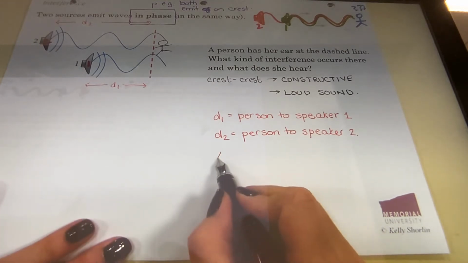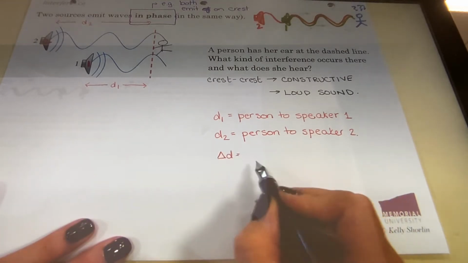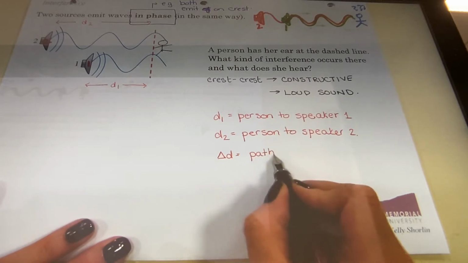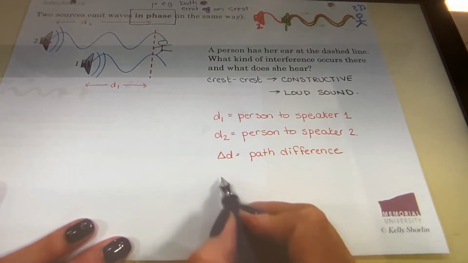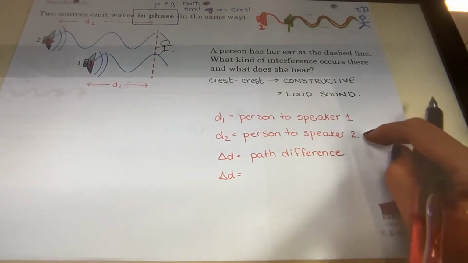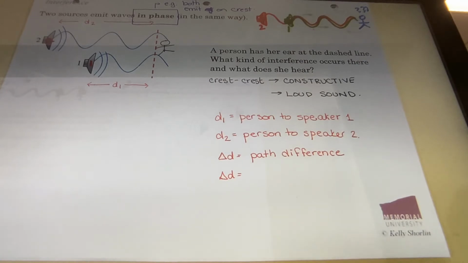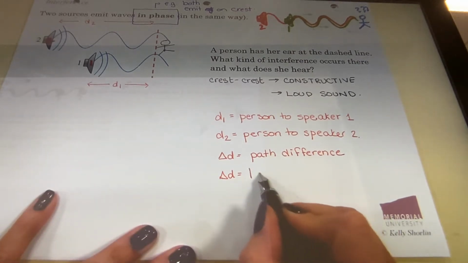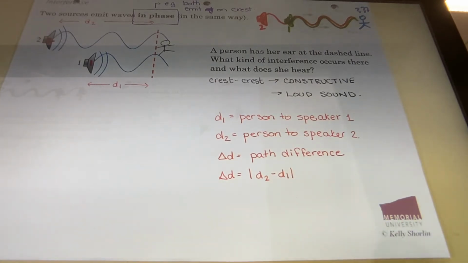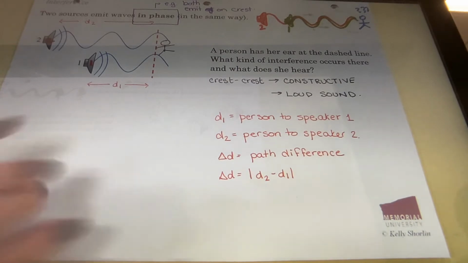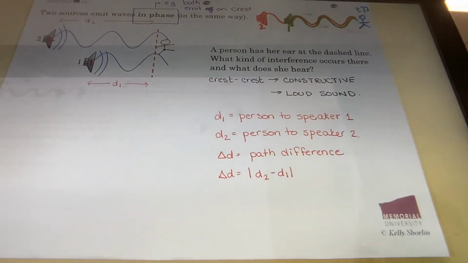Then delta D is what we call path difference. Delta D is the difference in the two paths, right? How much bigger is one than the other? So we say it's the absolute value of D2 minus D1. We use absolute value because we don't care which one is bigger. We just want to know how much they differ by. So it's really important to keep these definitions straight. If you can keep those straight, you're going to do great in all these problems.